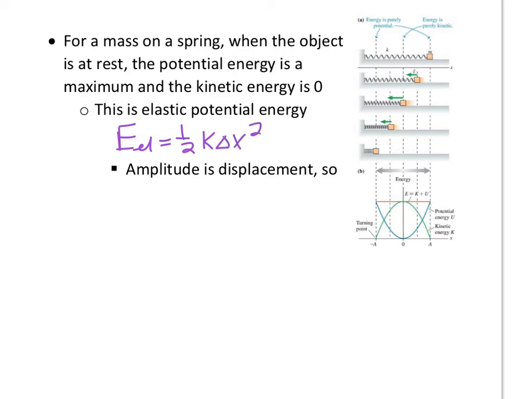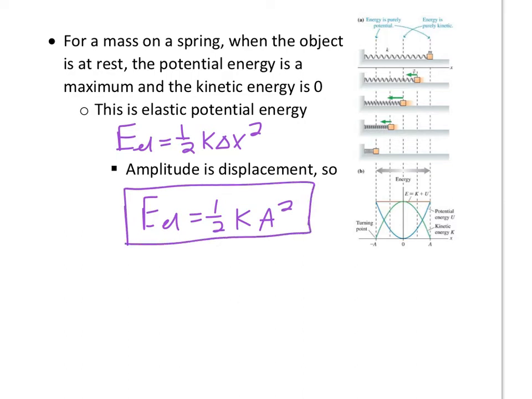But for a mass oscillating on a spring, the amplitude is the displacement, so instead of delta x squared, we can say that EEL equals 1/2 K A squared. And this picture over here, I'm going to draw it a little bit differently later, but this picture just shows you what the energy is at each amplitude or each point in position. So not an energy time graph, but an energy position graph.